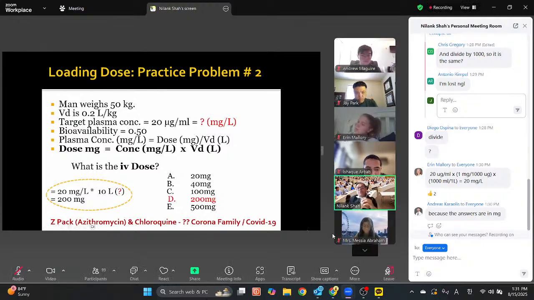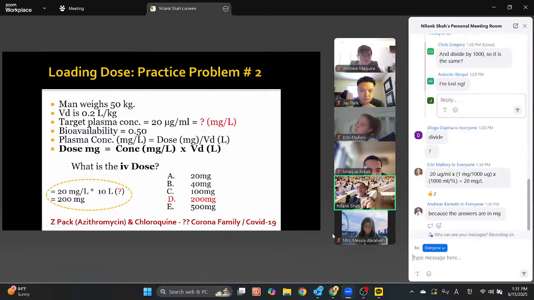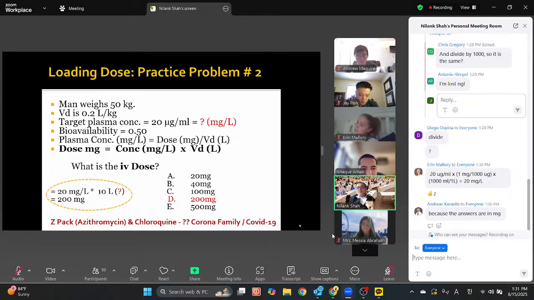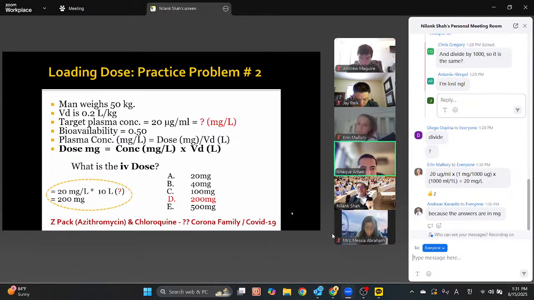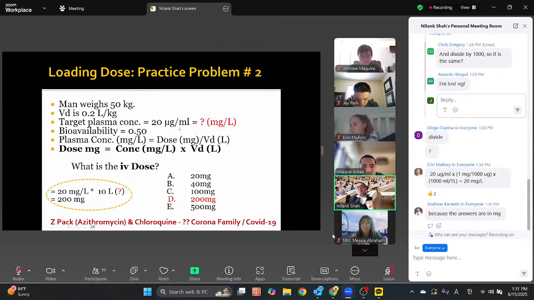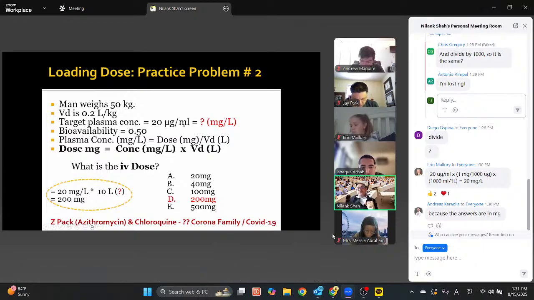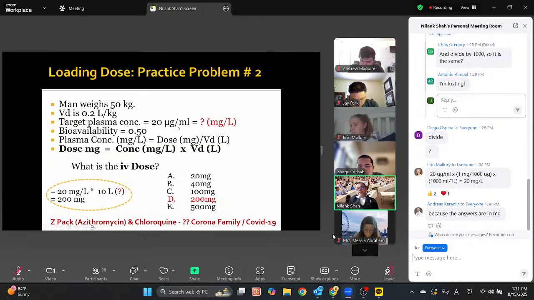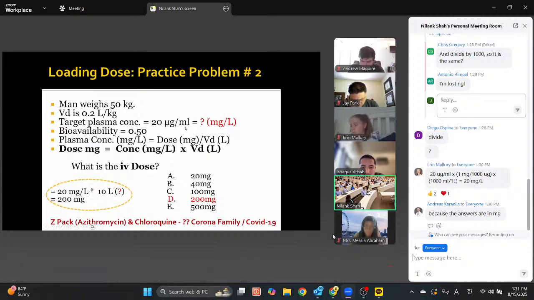Good job. Because the VD that you have is in liter, right, Ishak? Yes. The VD that you have is in liter, and the target plasma concentration here is in microgram per ml, right? So you have to convert, because the VD is in liter, you have to convert milliliter to liter here. Now you can keep microgram as it is, and you can convert milliliter to liter, right? But it will be a cumbersome number, so that's why you convert microgram to milligram as well. You follow, right? Yes.